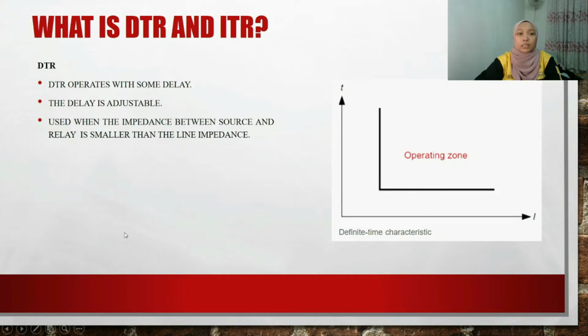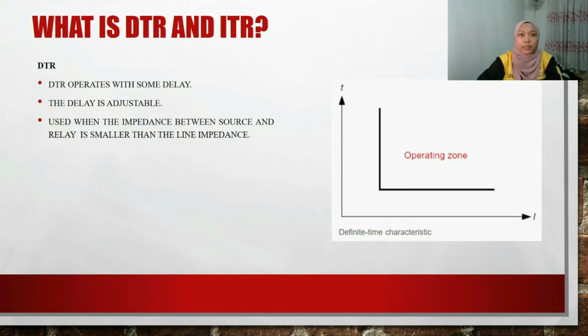Now, I will explain what is DTR and ITR. DTR stands for Definite Time Relay and ITR stands for Inverse Time Relay. Both relays detect an overcurrent in the circuit and give a tripping command to operate the circuit breaker for isolation of the faulty network. What is DTR?